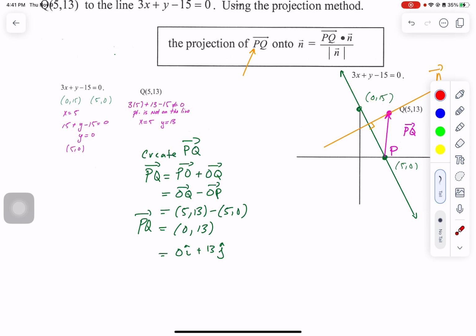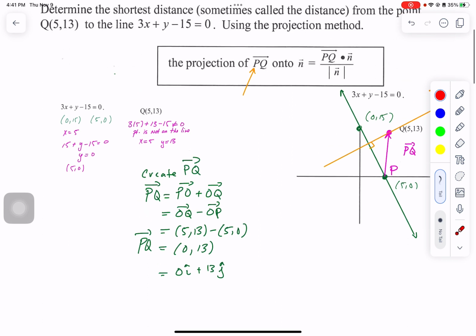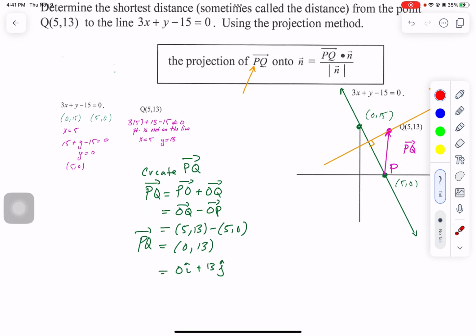So what I want to do is find the component of this vector that is perpendicular to the line. That is the component of the vector from a point on the line to the point off the line, right here. And we've done some work on that. We know that that's a projection.